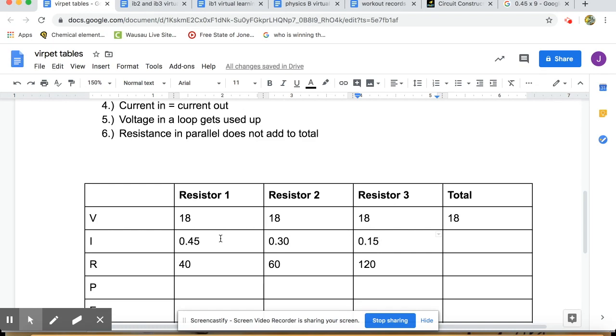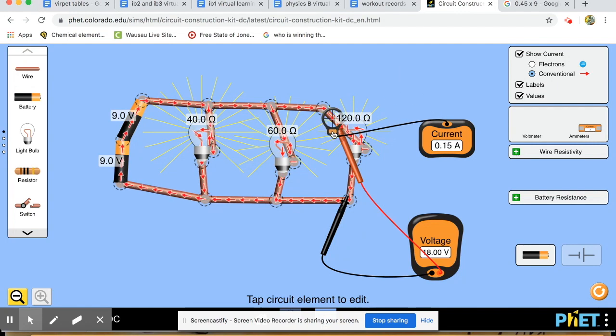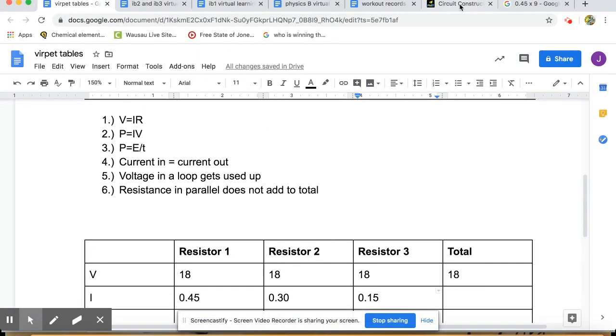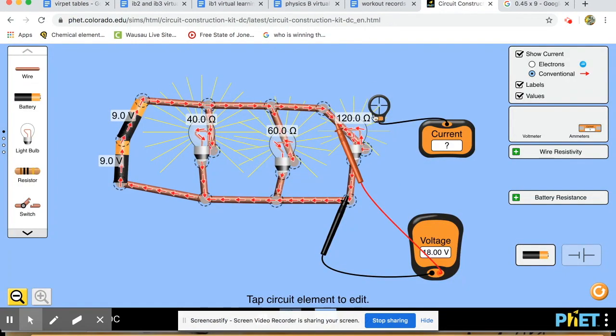Now, the cool thing about this is that we already measured these. If you remember, we already measured what they were. This was 0.15, this was 0.3, and 0.45. All three of these, according to this rule right here, current in equals current out, they all branched off. This branch, this path, and this path, they all split apart from this path. This path was like the initial waterfall, if you will. It's split into three separate paths. This one, and this one.